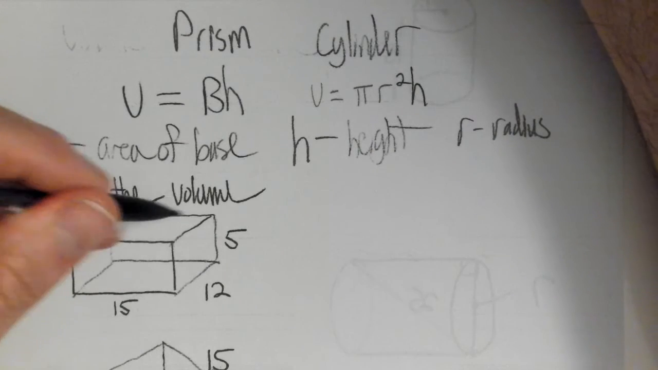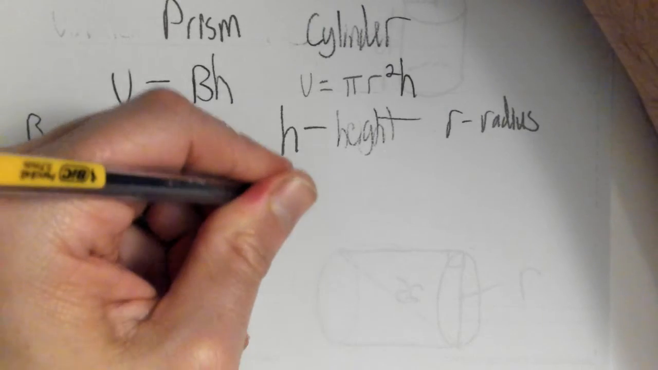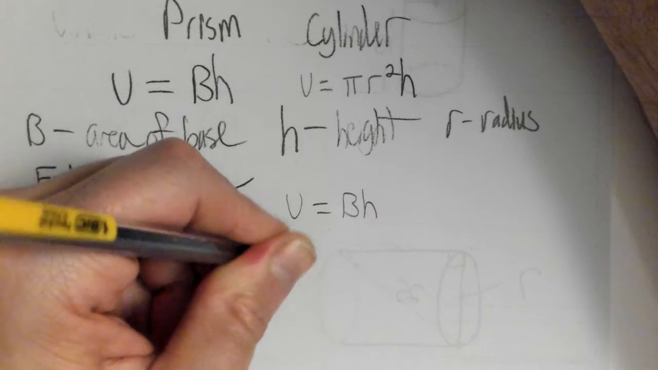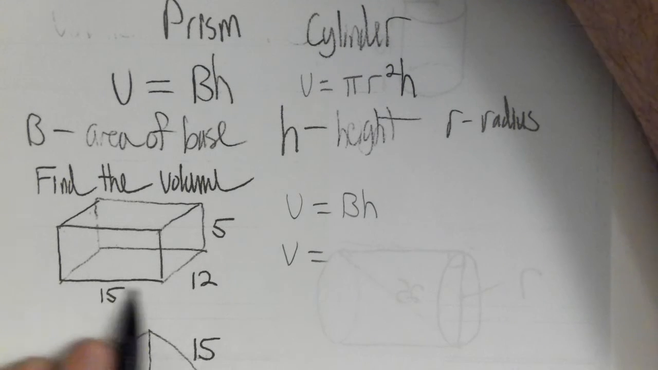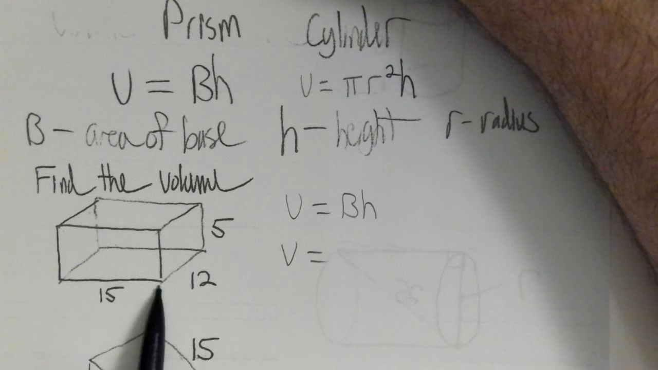Let's say I wanted to find the volume of this prism. All right. So we'll write the formula down. It's volume equals capital B times H. Always start by writing the correct formula. Now B stands for area of the base. All right. So we'll say that this bottom side is the base. And so the area of the base is length times width.